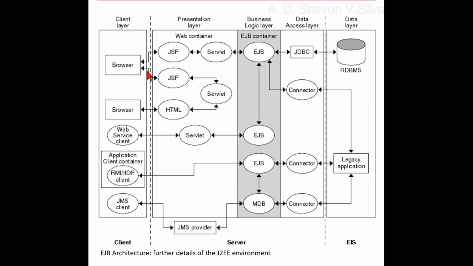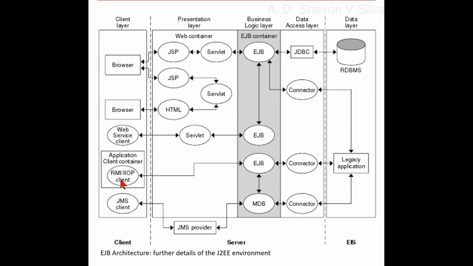Here the browser interacts with JSP, and JSP interacts with servlet. Here the browser interacts with HTML, and HTML interacts with servlets. Here the web service client interacts with servlet, and servlets interact with EJB. EJB interacts with other EJBs.